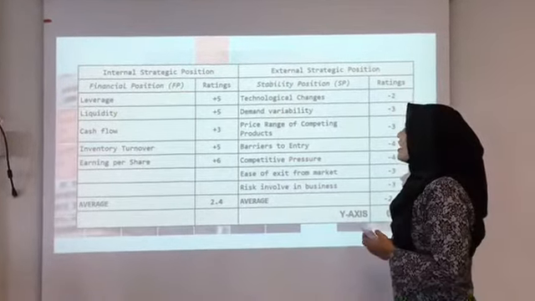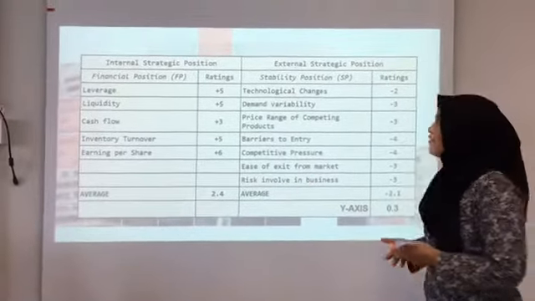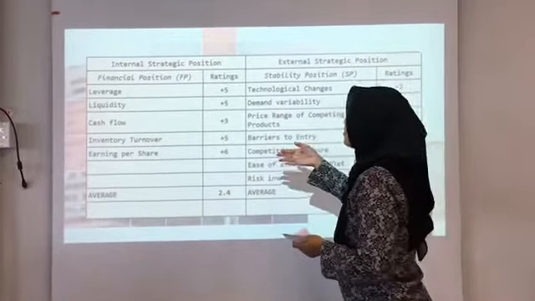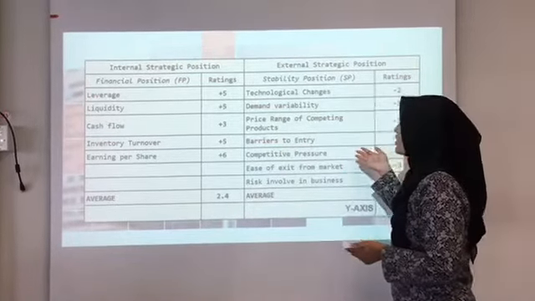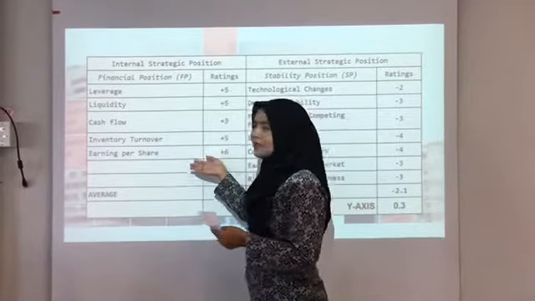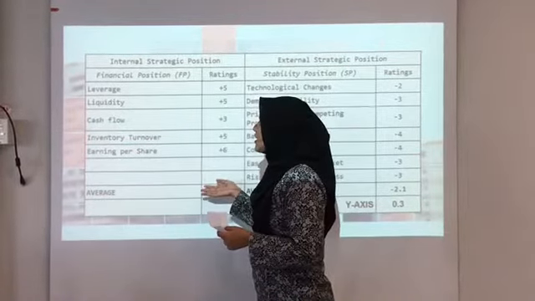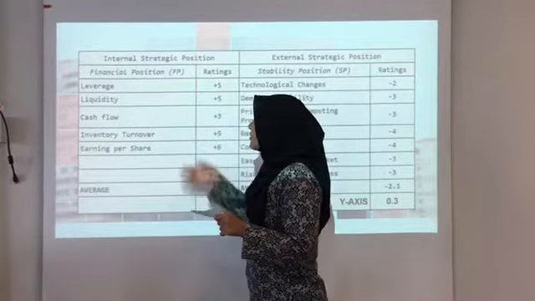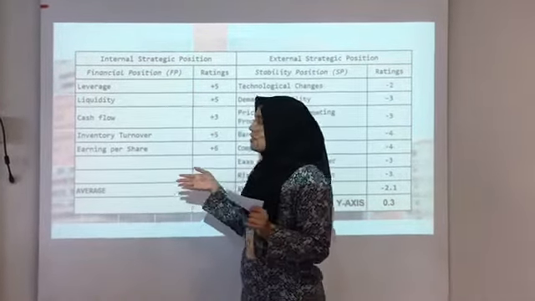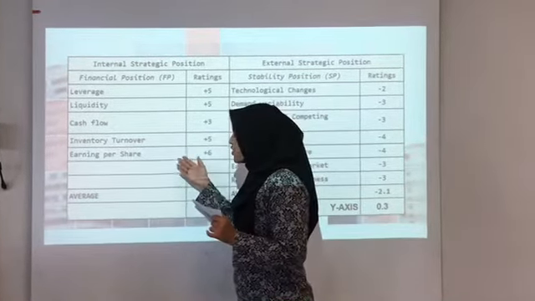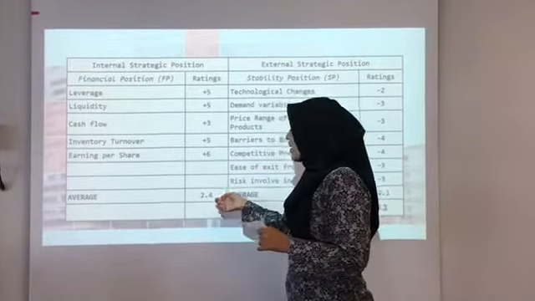Okay, so this SPACE matrix has two dimensions, which are the internal strategic position and the external strategic position. Under the internal strategic position is financial position, which in Ford Motor Company includes leverage, liquidity, cash flow, inventory turnover, and earnings per share, for which we get an average of 2.4.